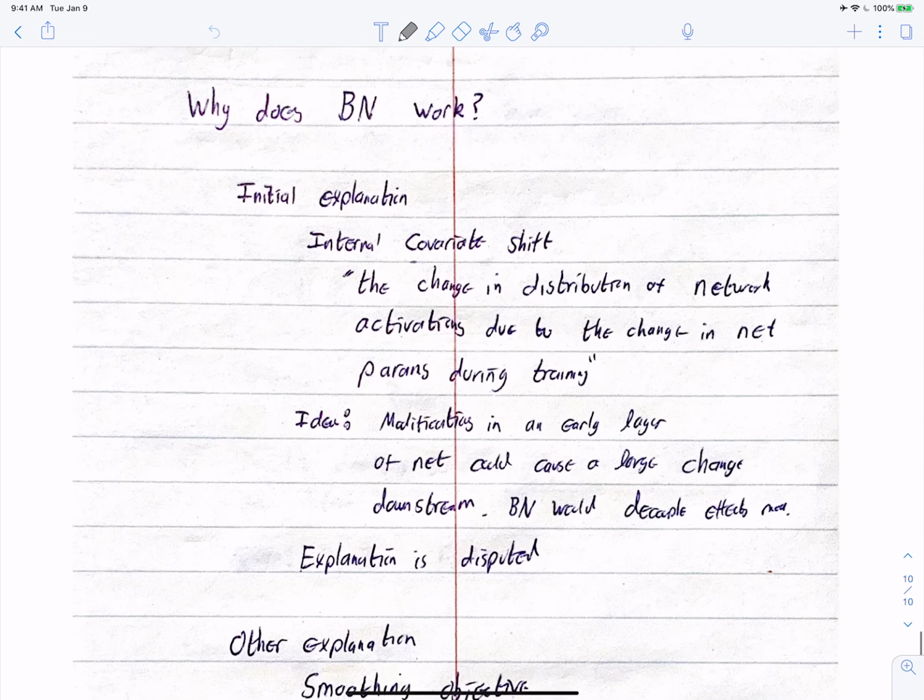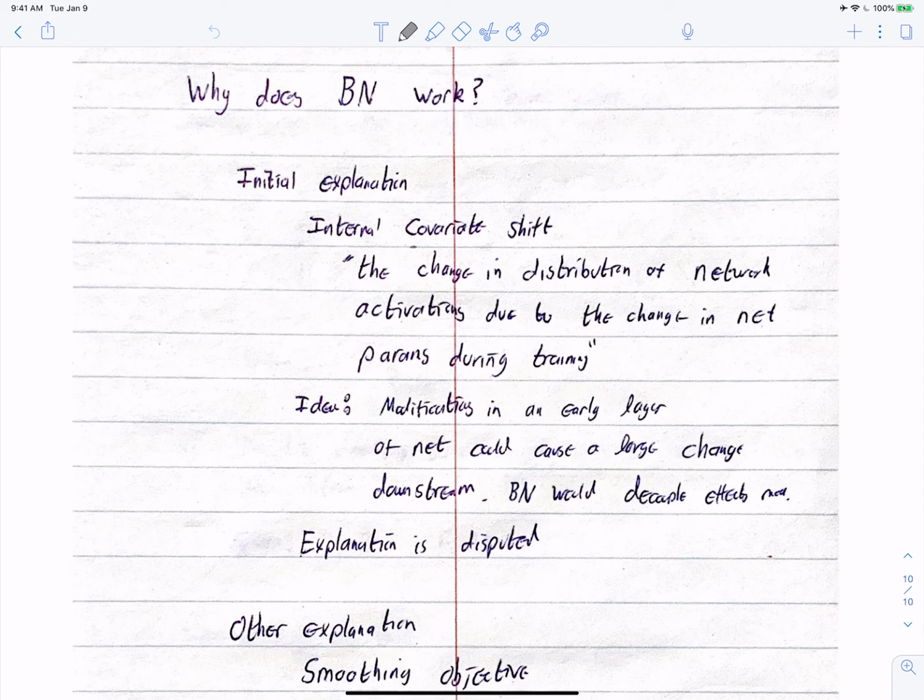All right, so batch norm is a very complicated object to study. We could ask, why does it work? It's been shown to be extremely effective. It's one of the most common architectural elements in neural networks. And so it begs an explanation of, well, why does it work?